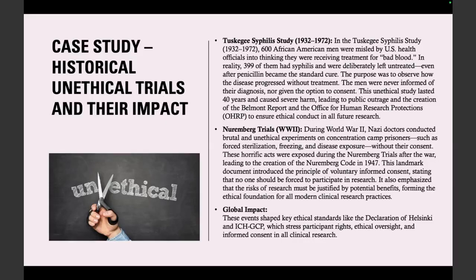Their families were affected too. And this was a famous study, a horrifying breach of medical ethics. So when the truth finally came out in 1972, there was a national outrage. The public was furious. The US government was forced to apologize, and it led to the creation of the Belmont Report in 1979, laying the foundation for modern research ethics.